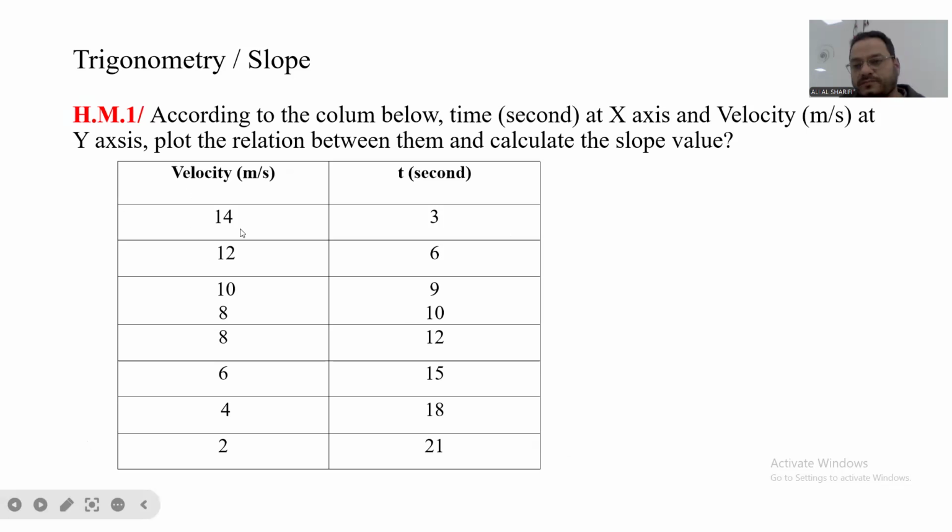Here, when you take a look, 14, 12, 10, 8, 6, the numbers are decreasing. About the time, 3, 6, 9 seconds, 12, 15, the numbers are increasing. What that means: one of them increased, the other decreased. That means we have a linear relation, but an inverse relationship between them. But let's plot all of these numbers and see if our words are right or not.